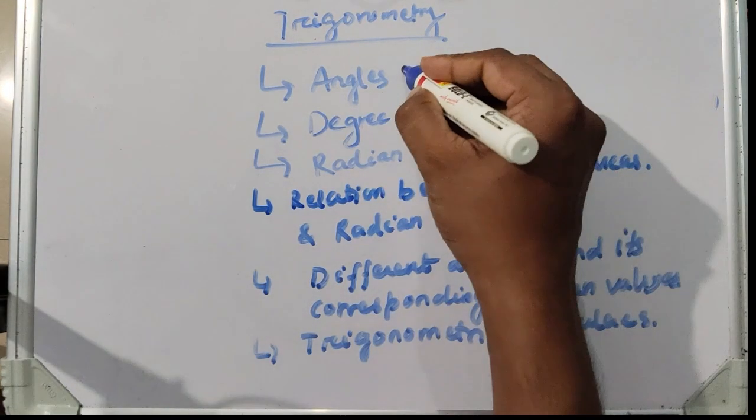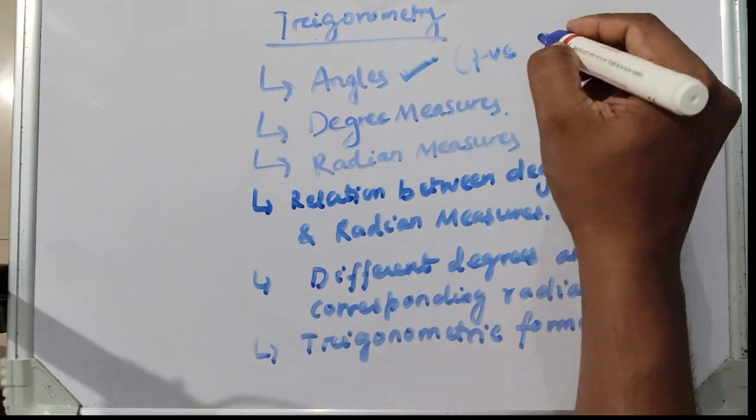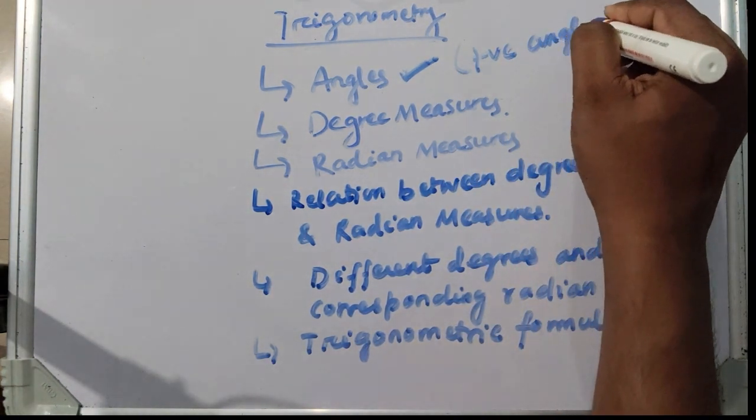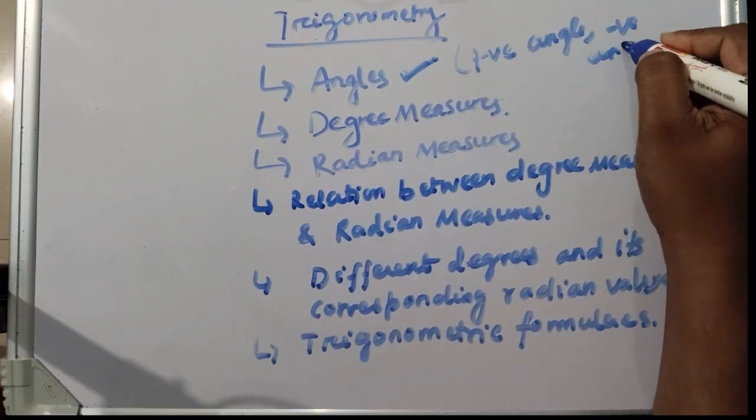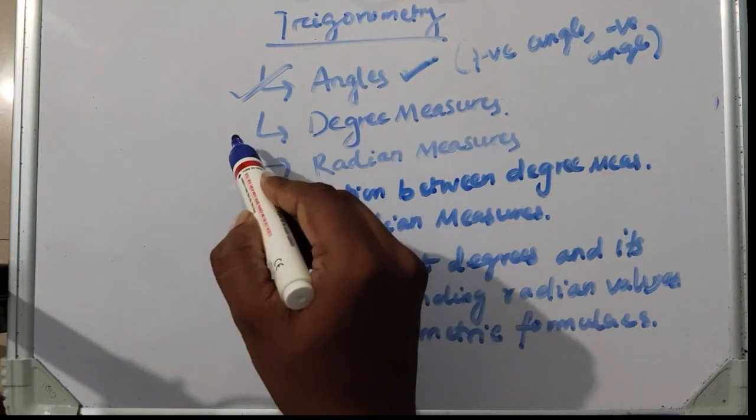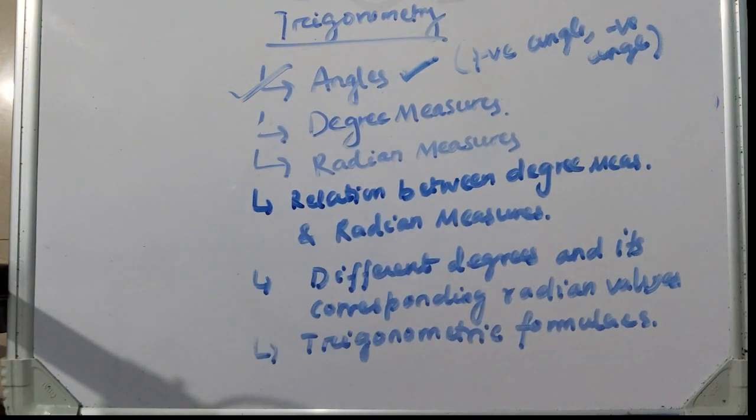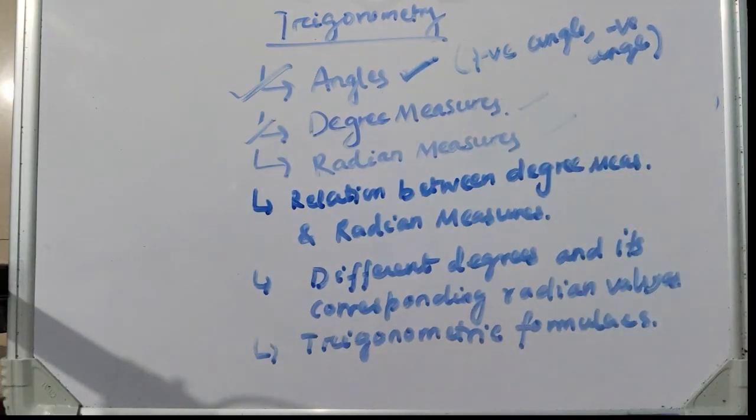So now we have already read about angles, positive angles and negative angles. Now we will read about what is degree measures and what is radian measures.